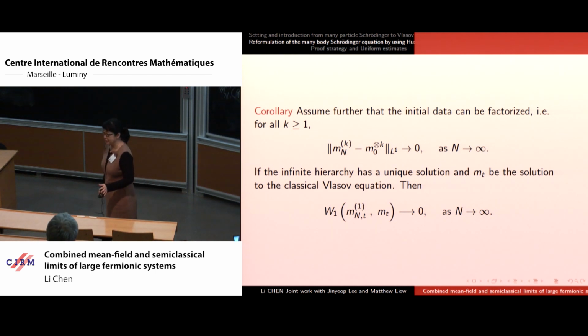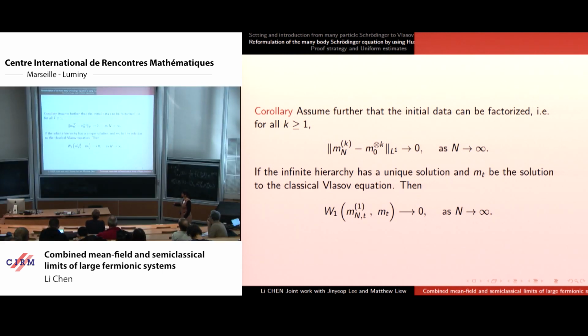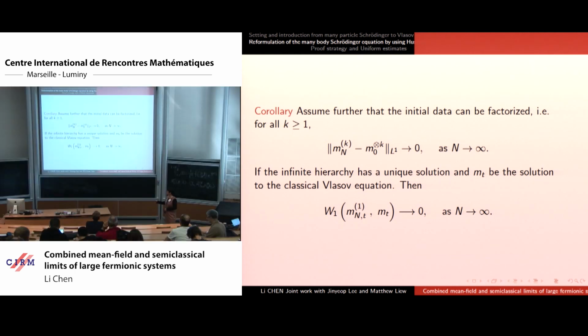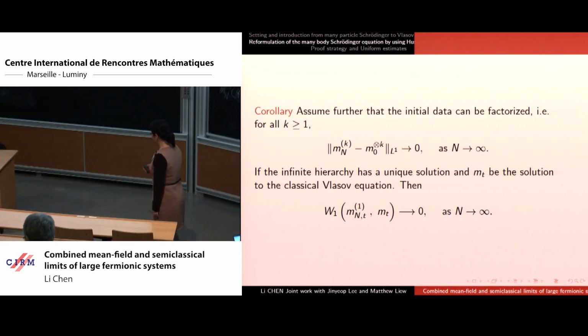Now we have a nice potential, gradient V is Lipschitz. The infinite hierarchy is exactly the infinite Vlasov hierarchy. And then in this case, we can show as a corollary that the first Wasserstein distance goes to 0, because we have not only the weak compactness, we also have the boundedness of the moments, and the weak convergence in L1 is equivalent to the convergence in W1 distance. Just a corollary.